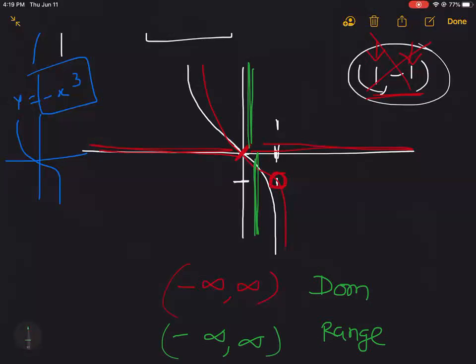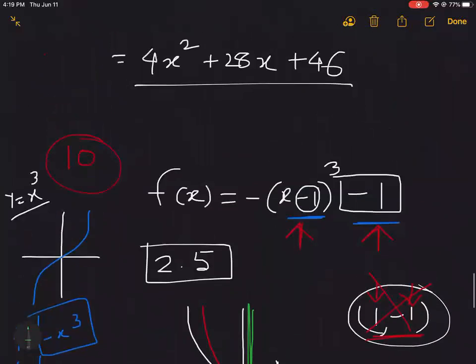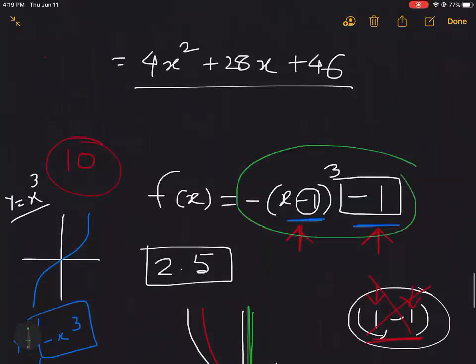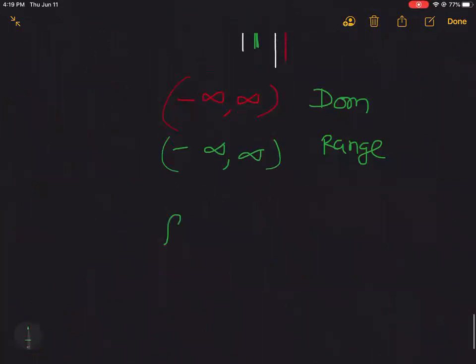Now, what if you don't have the graph? Again, you will actually go back to the main equation. Let me write it for you. F of x equals negative x minus 1, the quantity cubed, minus 1.